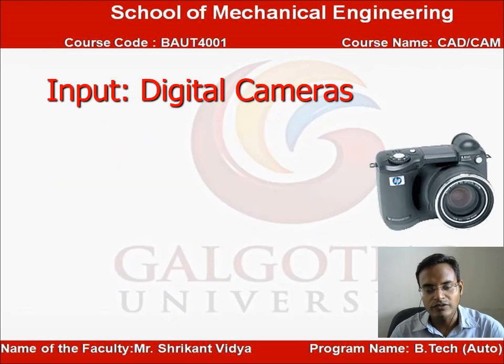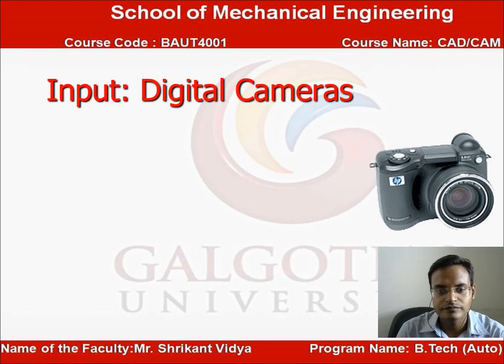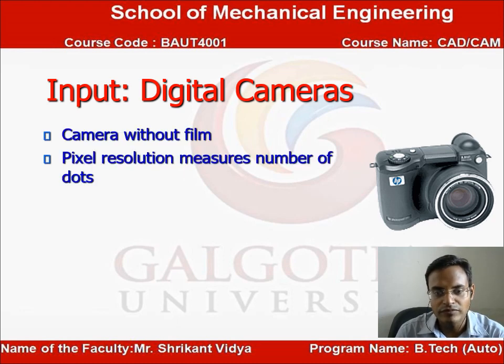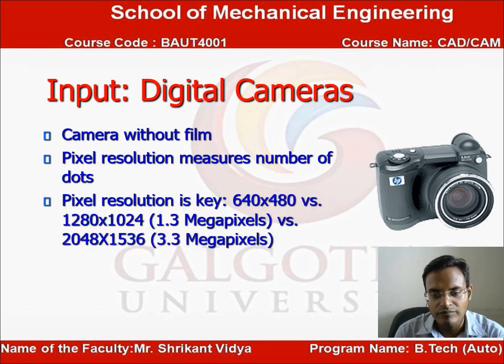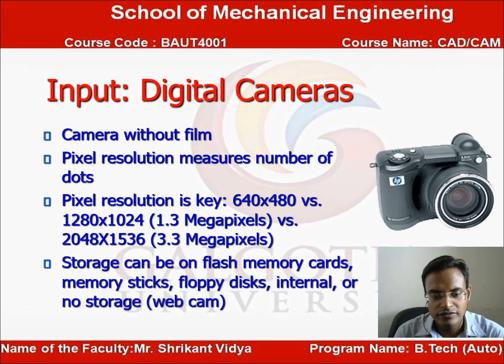So digital camera is also there. There are two types of camera: camera without film and camera with film. Pixel resolution measures the number of dots. Pixel resolution is key: 640 by 480, 1280 by 1024, 2048 by 1536. Storage can be on flash memory cards, memory sticks, floppy disks, internal or no storage.